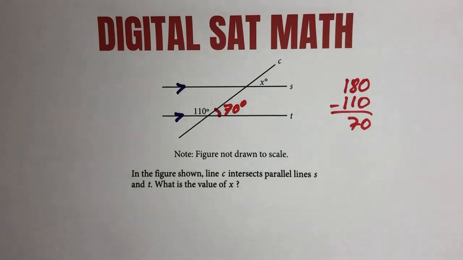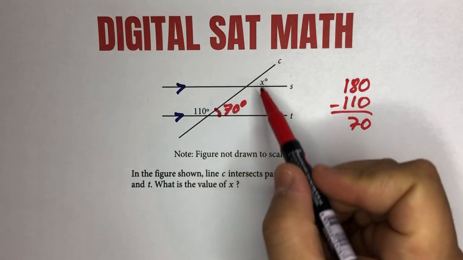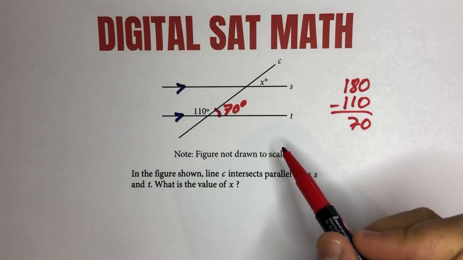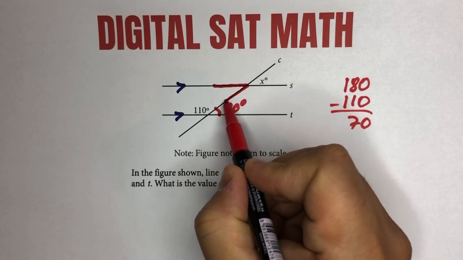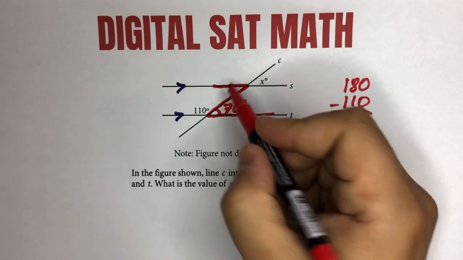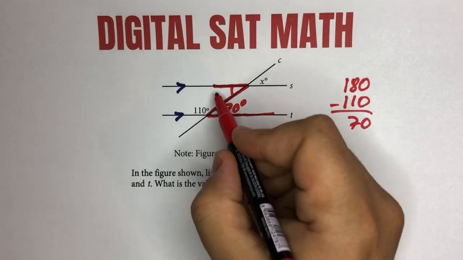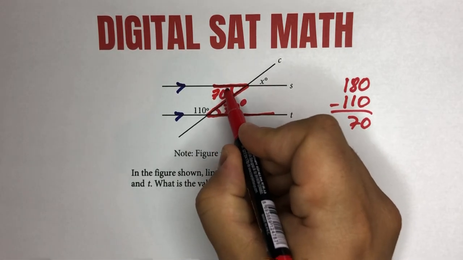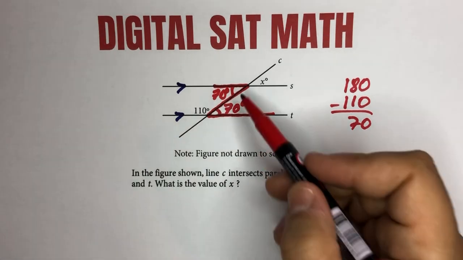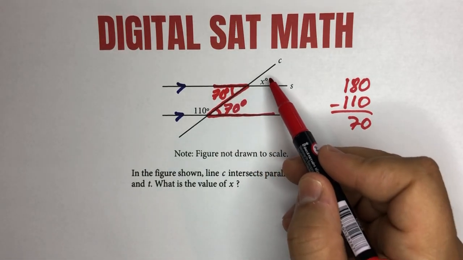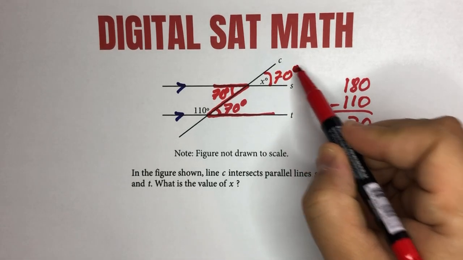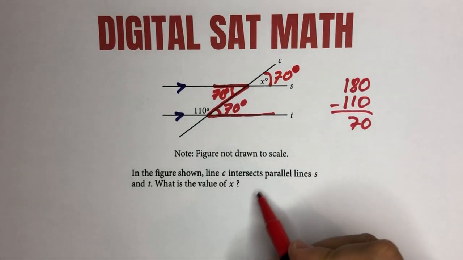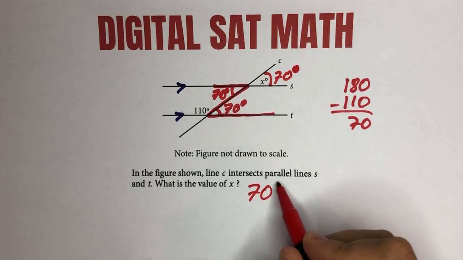At this point, there are different ways to solve this question. If two lines are parallel, you have learned the Z rule. Remember, there is a Z here. And you can say, because of the Z rule, this will be 70 degrees as well. If that side is 70 degrees, the opposite side will also be 70 degrees. So the value of X is 70 degrees.